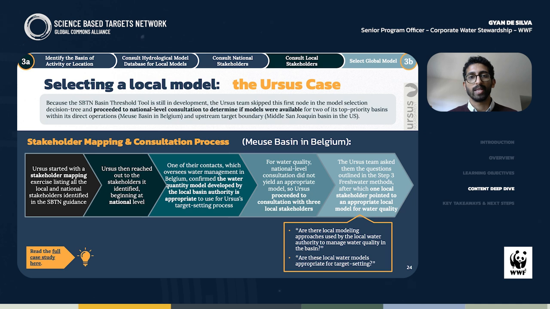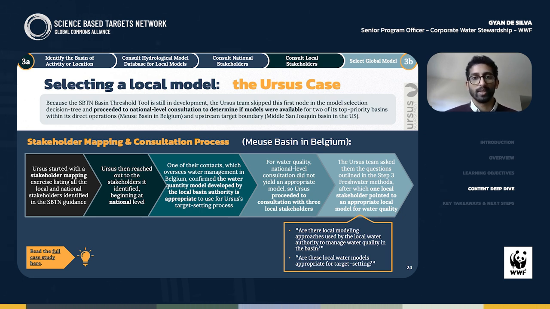Because the SBTN basin threshold tool is still in development, the Ursus team skipped this first node in the Step 3 model selection decision tree and proceeded to the national level stakeholder consultation to determine if models were available for the Meuse and Middle San Joaquin basins. The team began a stakeholder mapping exercise that listed the stakeholders it was in contact with across the national and local stakeholders identified in the SBTN guidance. See sections 3.1.2 and 3.1.3 in the Step 3 freshwater methods.